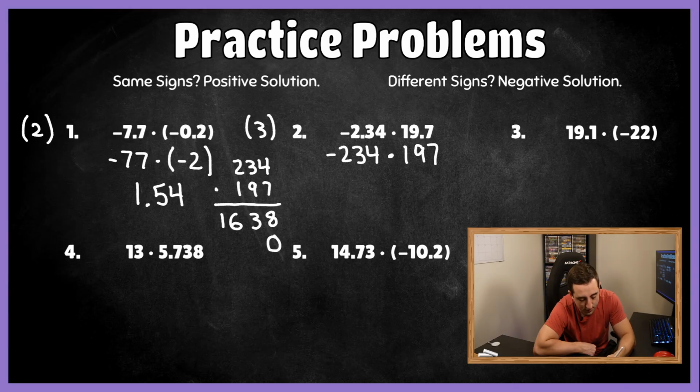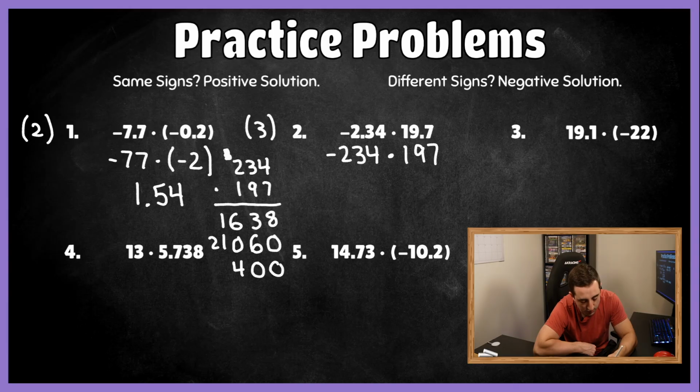9 times 4 is 36, so 6, carry the 3. 9 times 3 is 27 plus 3 gives us 30, carry the 3. 9 times 2 is 18 plus 3 gives us 21. And then on our final line, we're going to add 2 zeros, and then let's get rid of these, and then we can just focus on 1 times 4, which is 4.